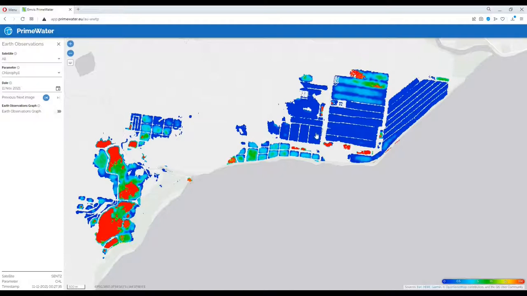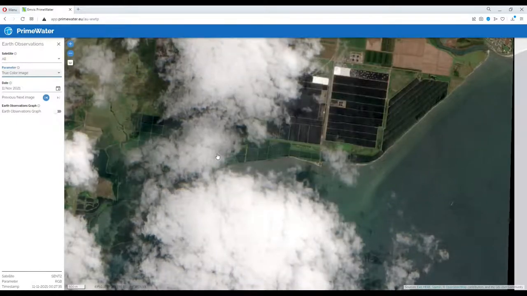The product shown here is chlorophyll A concentration at a resolution of 10 by 10 square meters. And by clicking on the map, we can read chlorophyll concentration at various points of interest. You may notice a gap here in the center of the map, which, as you can see in the true color image, is due to the cloud coverage.